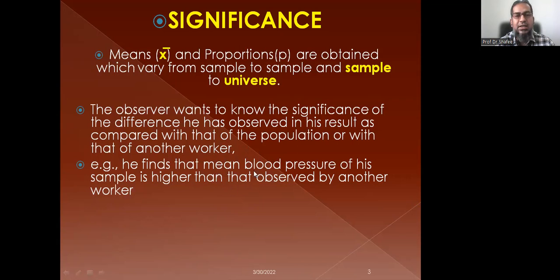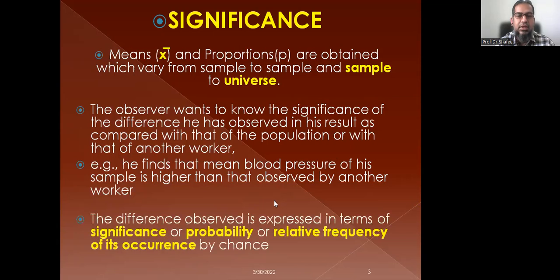So he finds that the blood pressure is different for different samples. We need to conclude whether this difference is significant, meaning it is because of the salt effect, or whether it is by chance. When we say that the difference is significant, it means that there is an effect of the factor, the salt intake. So the difference observed is expressed in terms of significance, or probability, or relative frequency of its occurrence by chance.